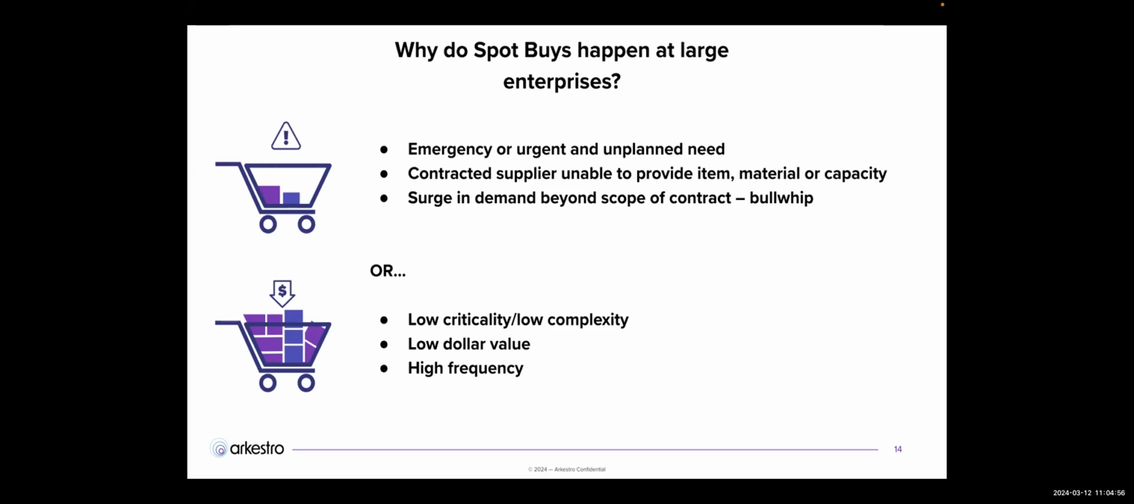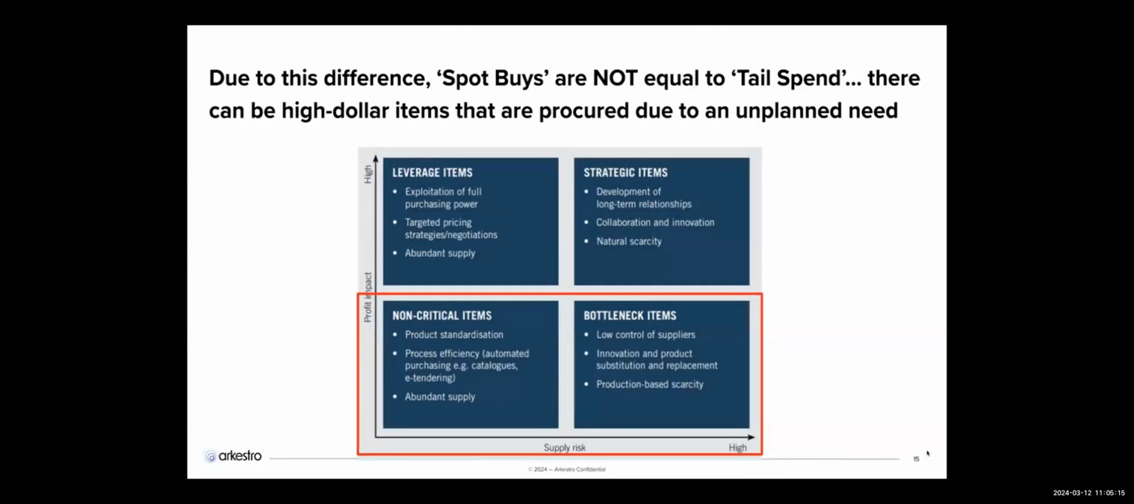The other major case is simply spend where there isn't a lot of visibility into the spend to begin with. It's low criticality, low complexity, typically low dollar value and high frequency. And we can go to the next slide here. What is interesting about these two cases is they're often lumped together. However, due to this difference, spot buys are not equal to tail spend.